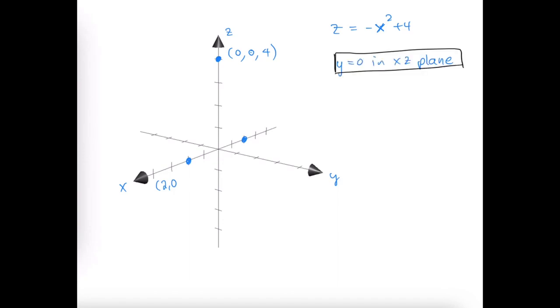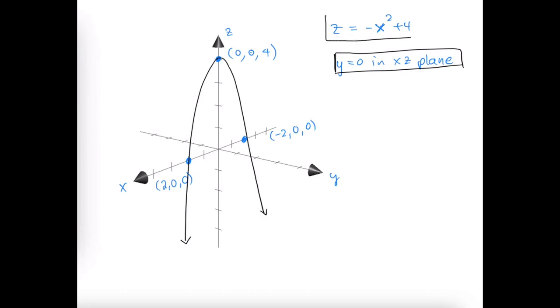We also have the ordered triples that when x is equal to positive 2, of course, the y value is going to be 0 if we're in the xz plane. So for all these ordered triples that we're creating in three-dimensional space, y is equal to 0, and then z is equal to 0. And as well, we have negative 2 for x, y is 0, z is 0. And then we're just going to sketch that opening down parabola. Again, this is a plane curve because it exists entirely in the xz plane.